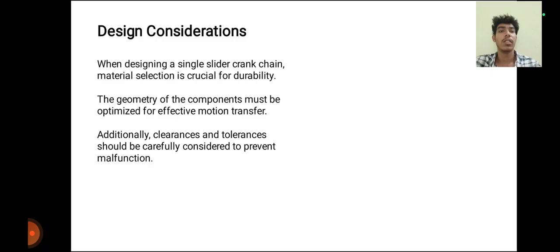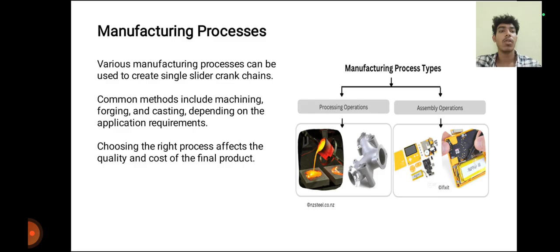Design considerations. When designing a single slider crank chain, material selection is crucial for durability. The geometry of the components must be optimized for effective motion transfer. Additionally, clearance and tolerance should be carefully considered to prevent malfunction.